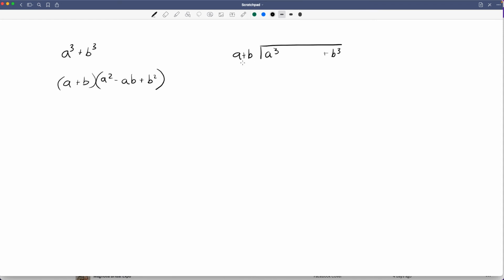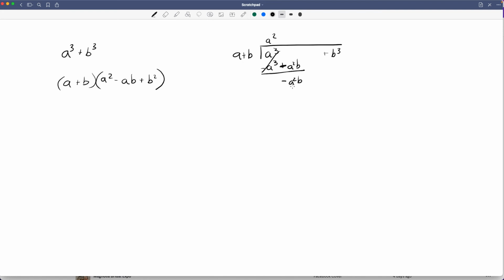And then you do all of the math associated with that. I don't want to do all the math associated with that, but you could do that. You could say, all right, a times what gives me a cubed? That'd be a squared. A squared times a is a cubed. And then that would be a squared b, right? So then you would change the signs. That would cancel. This would be a negative a squared b.